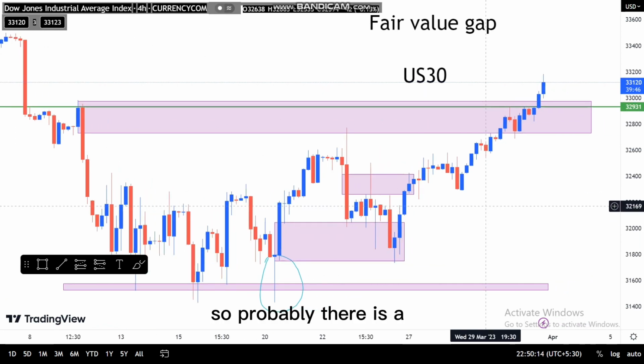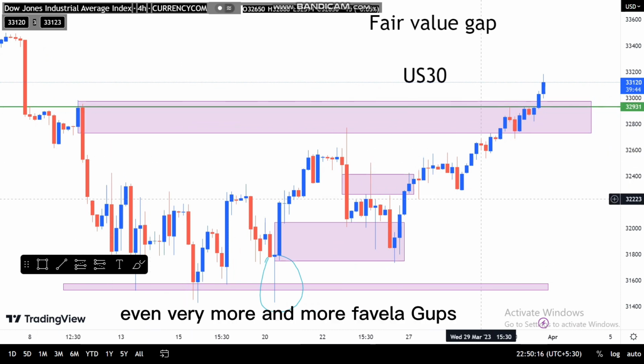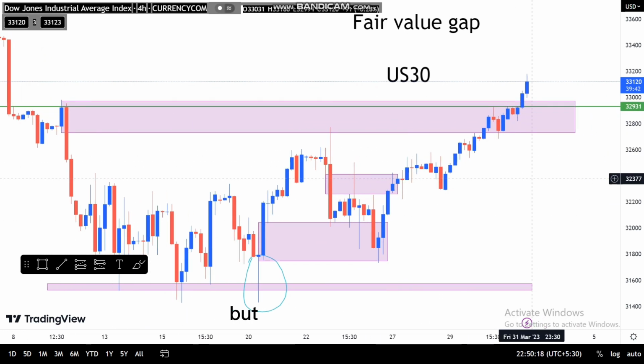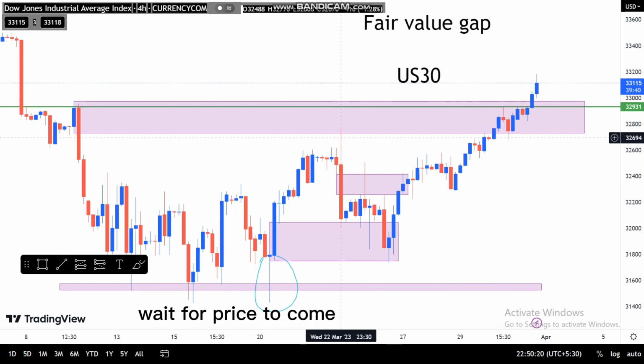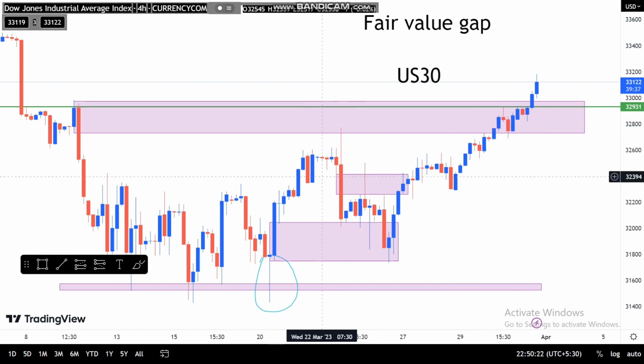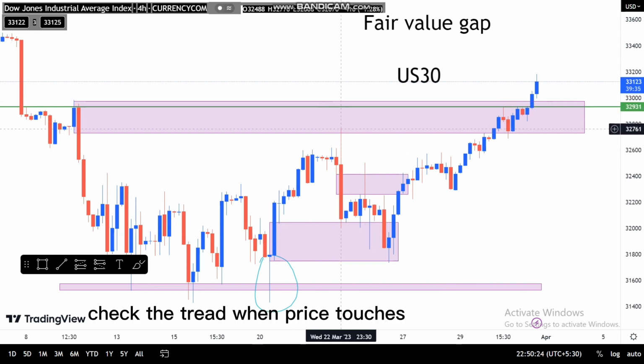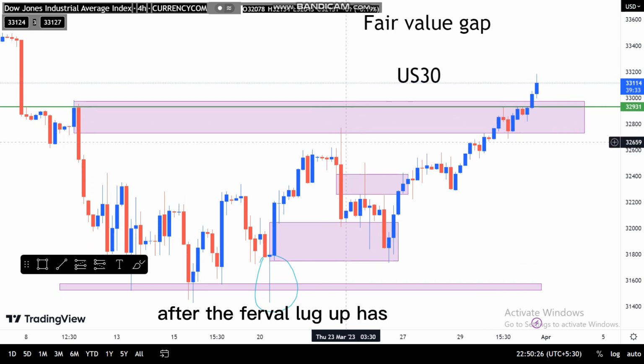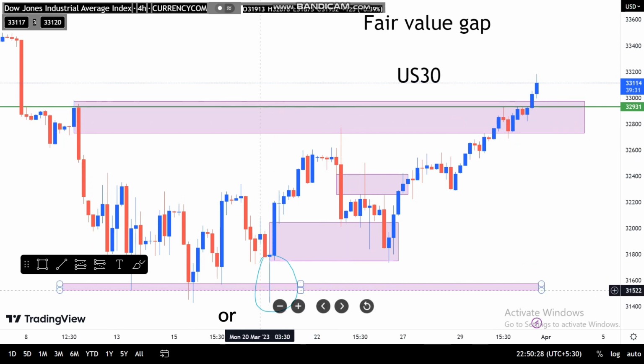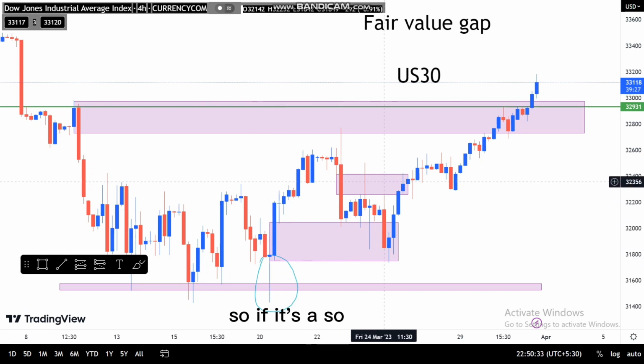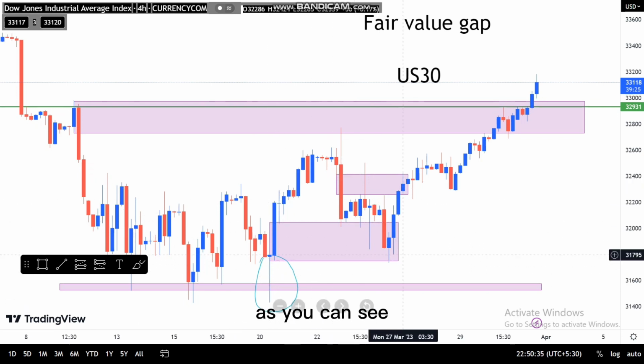So probably there's a lot, even more and more fair value gaps in here, guys, that have to be filled. But the concept here: wait for price to come to your fair value gap, take the trade when price touches the fair value gap after the fair value gap has been filled, or look out for a zone before price goes back to fill the fair value gap. So if it's a sell or a buy, as you can see, traders.